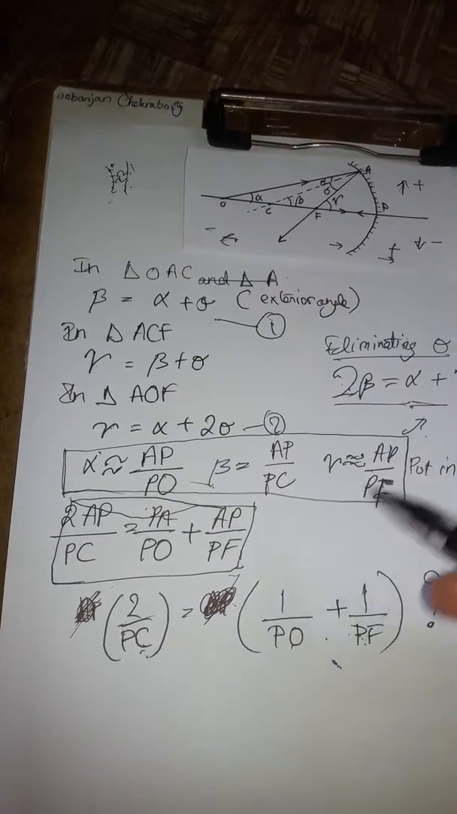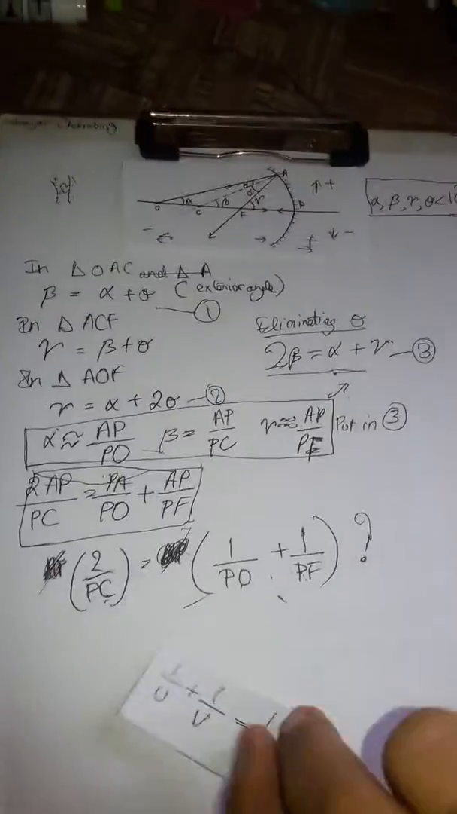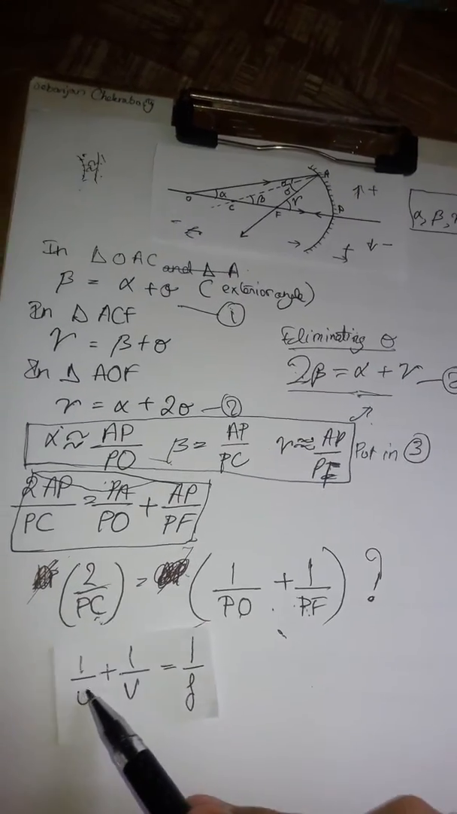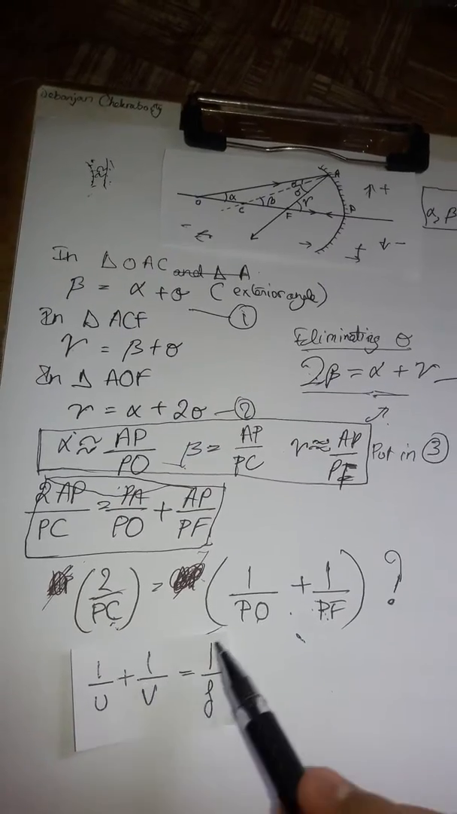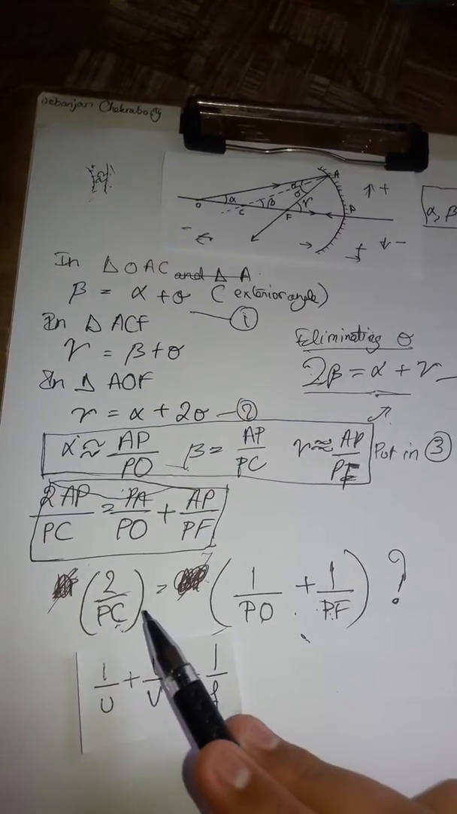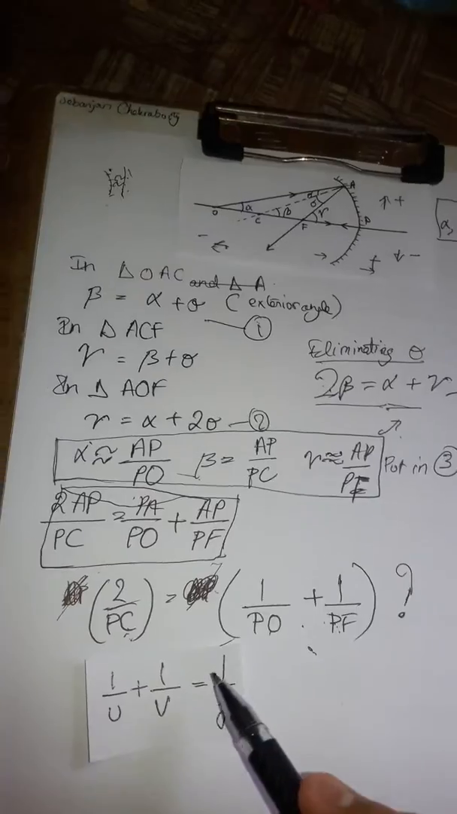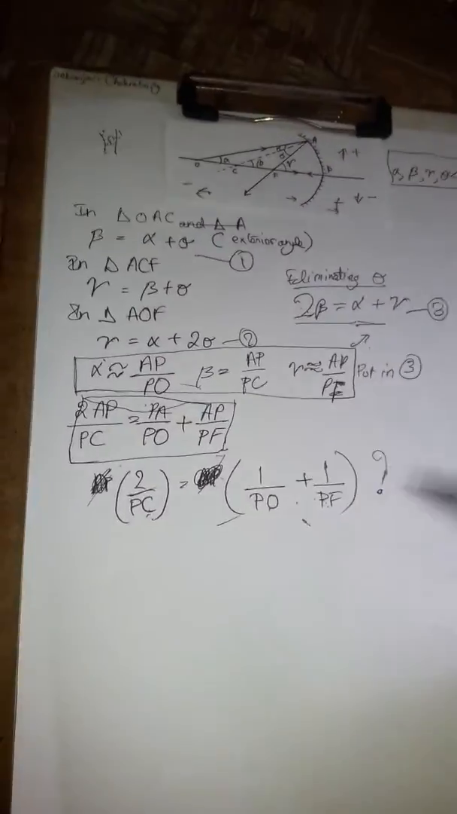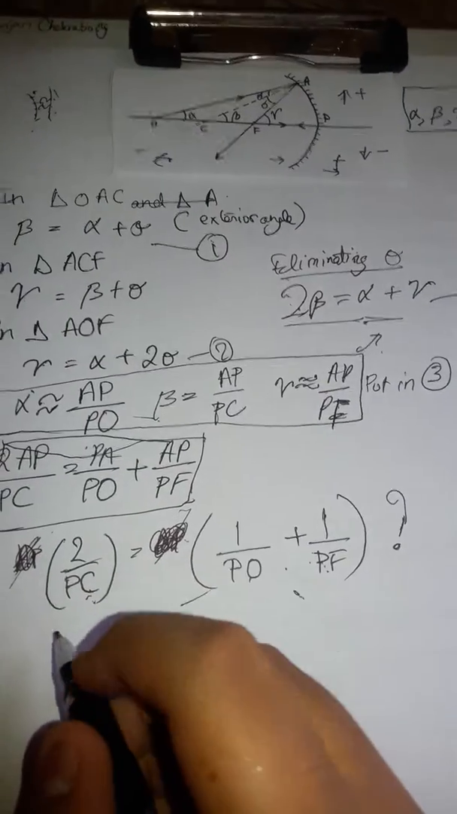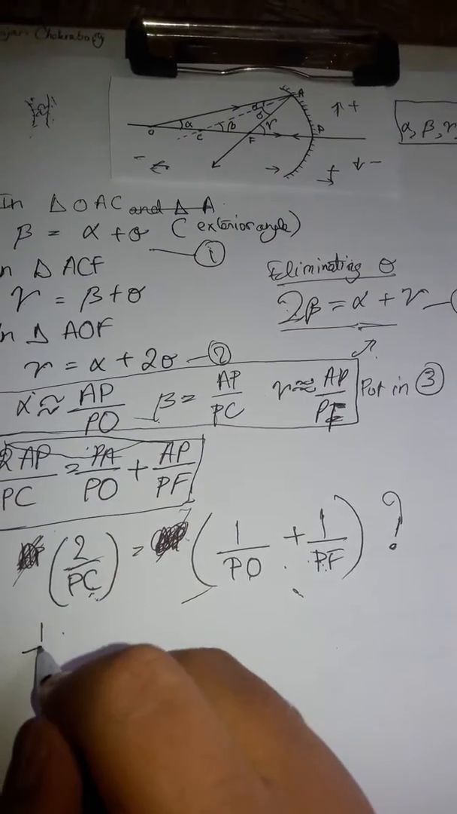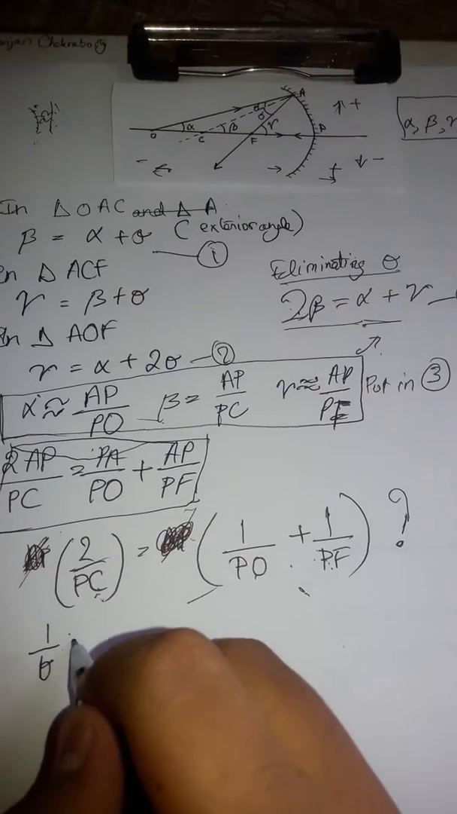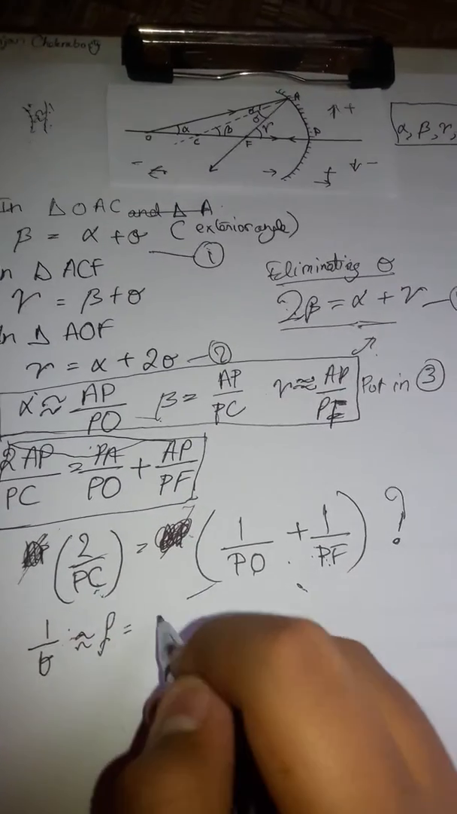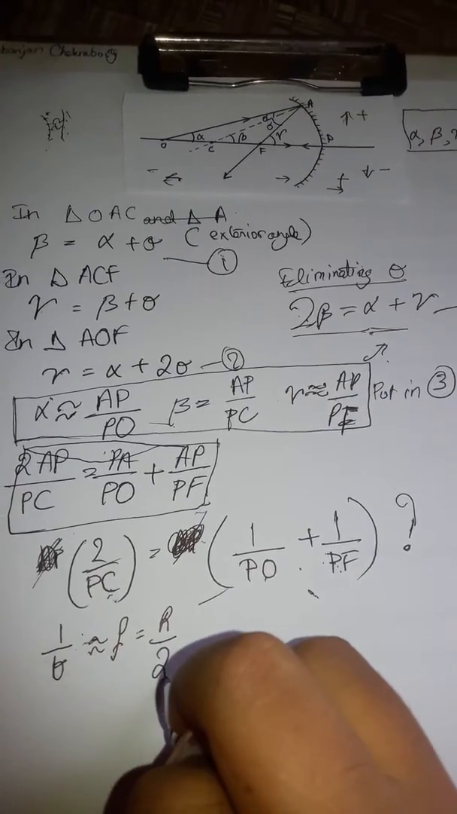We know that 1 by u plus 1 by v, this we know. Just try to recognize this. 1 by u, 1 by v, 1 by f, but this is 2 by PC. Then how is 1 by f coming? Now the most basic doubt that most of my students ask, let us take it as f is equal to R by 2.